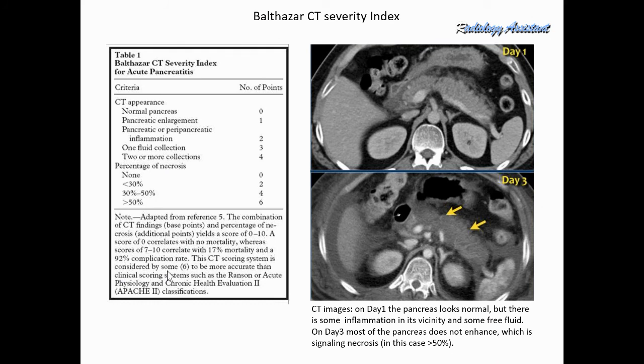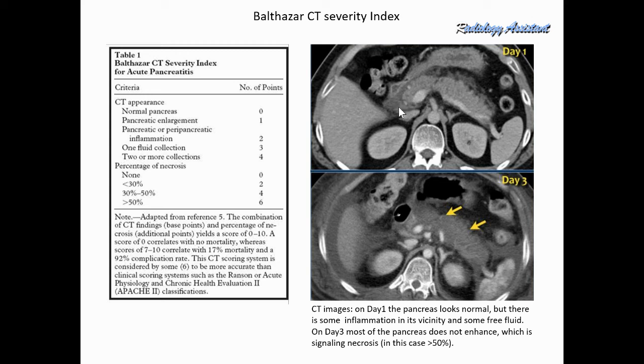Now, if we perform CT, then as radiologists, we use the Balthazar CT Severity Index. So we check the pancreas. Is it normal? Is it enlarged? Is there peripancreatic inflammation? And if you take a look at the top right image, you can see that along the body and tail of the pancreas, there is increased fluffy density. This would be the inflammation.